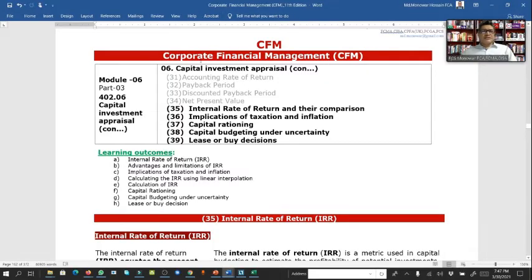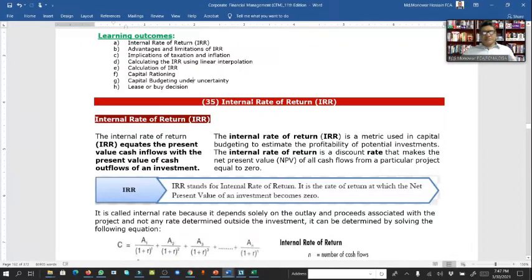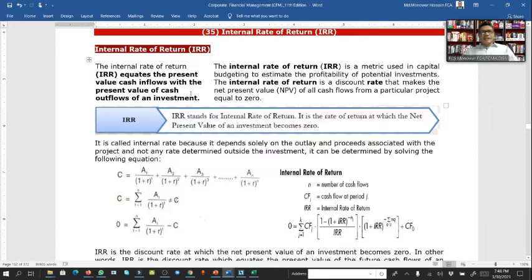We are in Chapter 6 in our Chartered Secretary Corporate Financial Management, Capital Investment Appraisal. Last day we discussed the NPV, Payback, Discounted Payback, and Accounting Rate of Return. Today we'll discuss Internal Rate of Return, IRR. After completing today's discussion, we'll understand IRR, the advantages and disadvantages of IRR, the implication of tax and inflation, and we will calculate IRR.